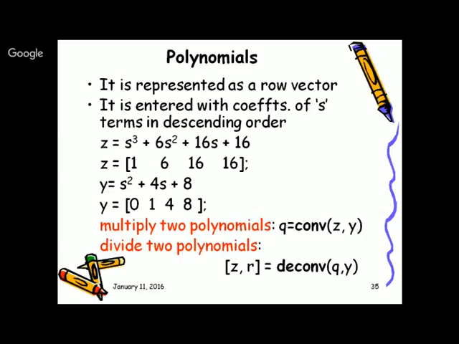Did you see here? Now, when you multiply the two polynomials, that's what I'm going to tell you. When you multiply the two polynomials, you cannot use the simple multiplication operator here. If I do z times y, it will give you an error because it will take it as a matrix multiplication. You cannot do matrix multiplication here. You want to do polynomial multiplication. Okay. There is another option called dot multiplication, which I have not told you about. If I give 1, 6, 16, 16 and 0, 1, 4, 8. Okay, I'll show you, then it will be clear to you. Let me go to Matlab.